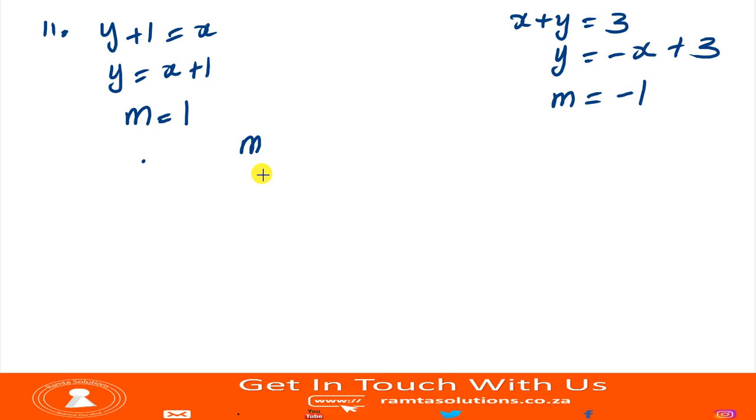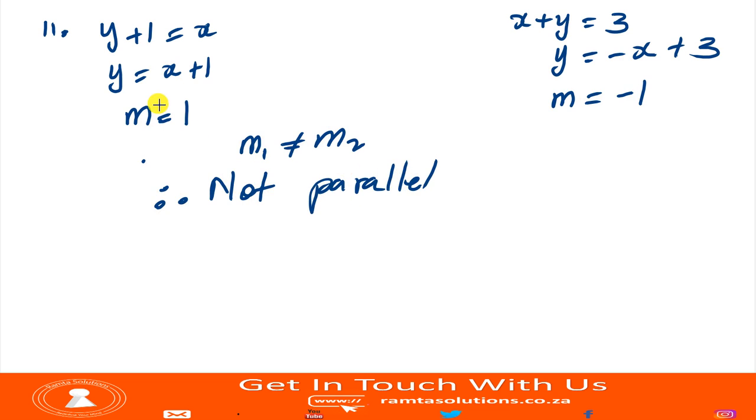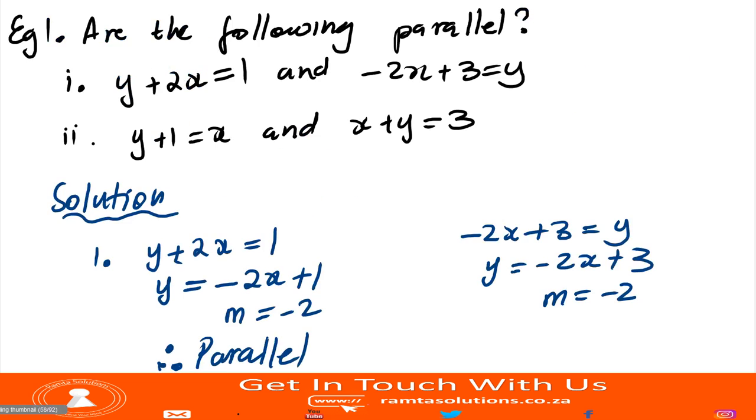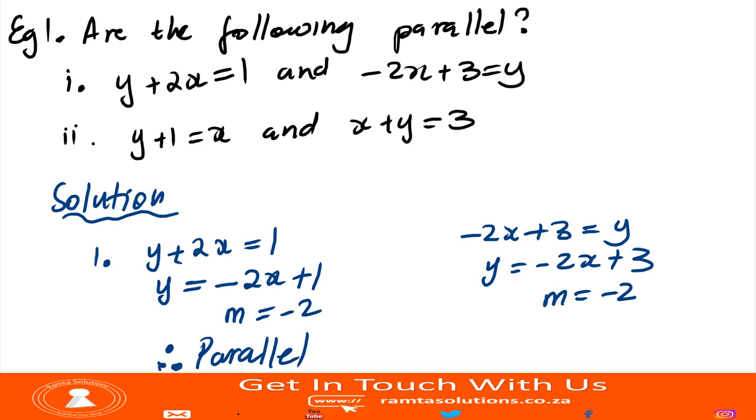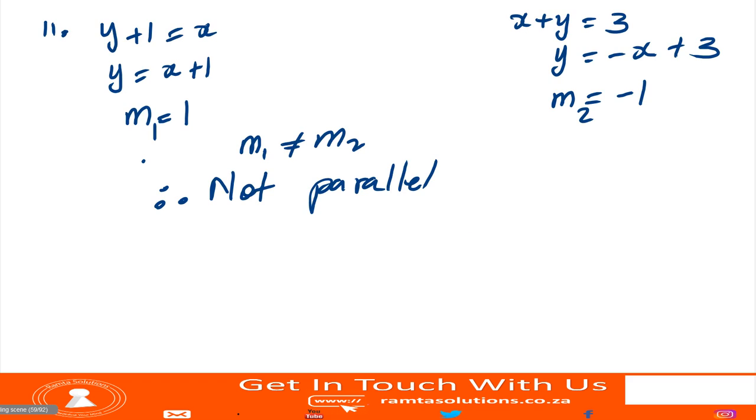Therefore, the gradients are not equal, right? So M1 is not equal to M2. Therefore, we can say not parallel. Let's call this one M1 and this one M2. So these ones are not parallel because their gradients are not equal. Perfect. So this is all that we need to know about parallel lines. But hold on, I'm going to try another example.